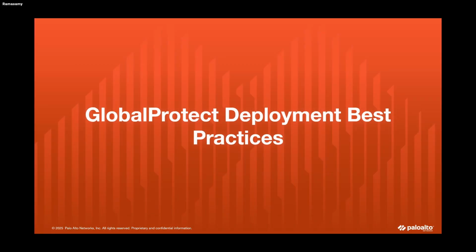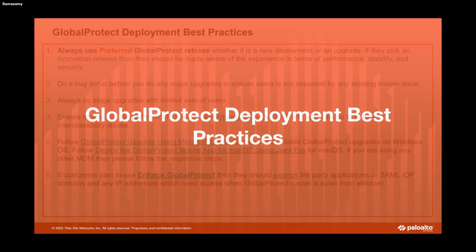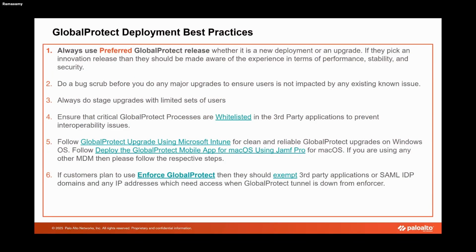GlobalProtect deployment best practices. When installing GlobalProtect, always use the preferred GlobalProtect release, whether it's a new deployment or an upgrade. Check the release notes for bugs if you proceed with GlobalProtect upgrades, to ensure users are not impacted by known bugs. Also, don't upgrade all the users in one go. Upgrade a handful of users, around 10 to 15, and monitor for about 2 weeks before going for a full-scale upgrade.